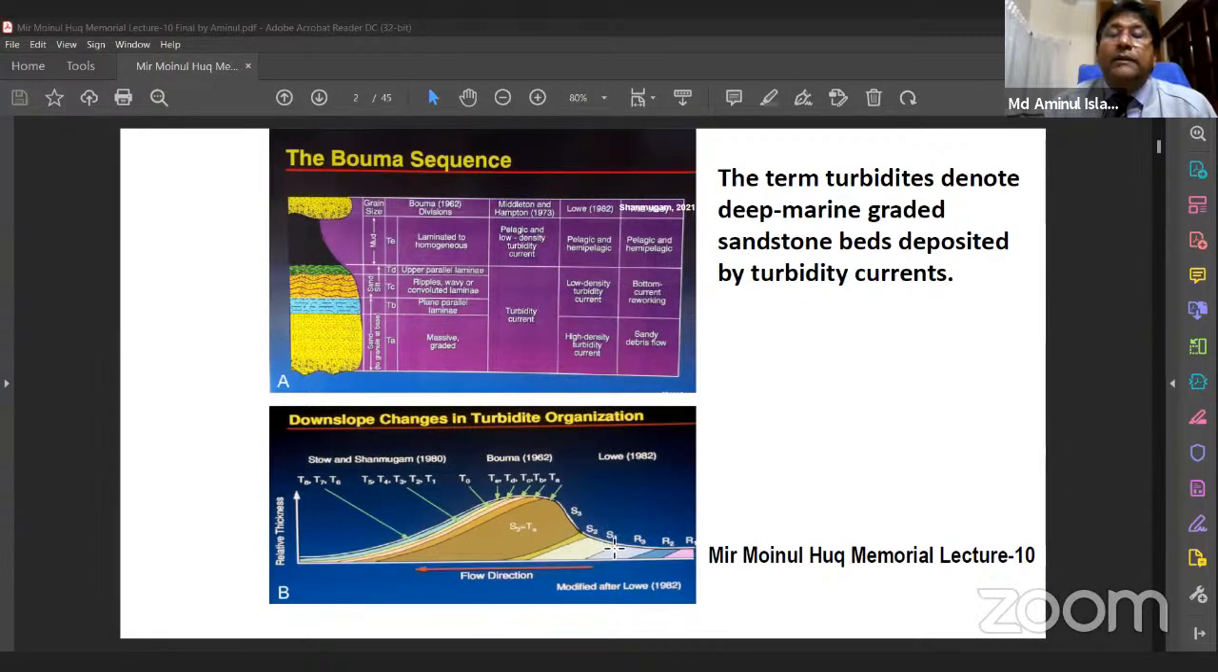there are some high density turbidites. There are like coarse grained sediments. So after the turbidite Bouma, we can see some other reworked evidence. So that is proposed by Shanmugam in 1980.